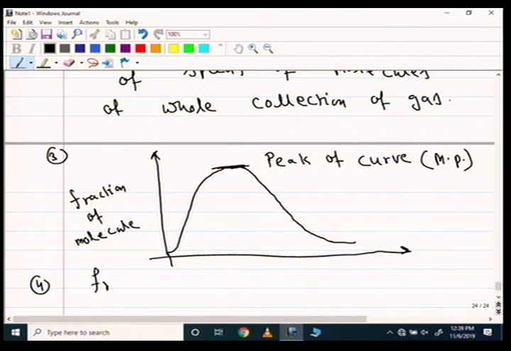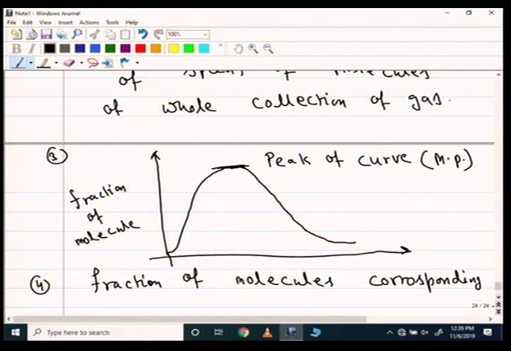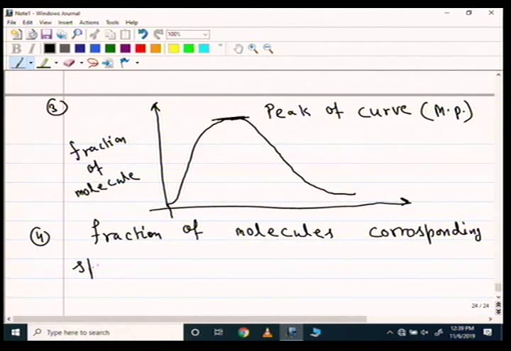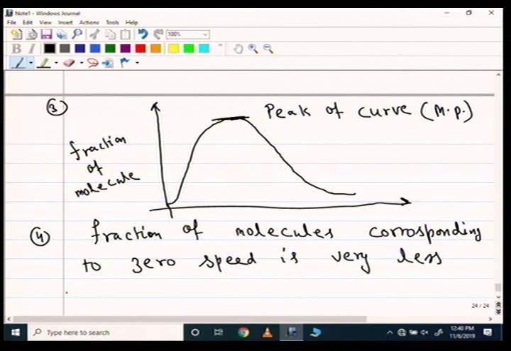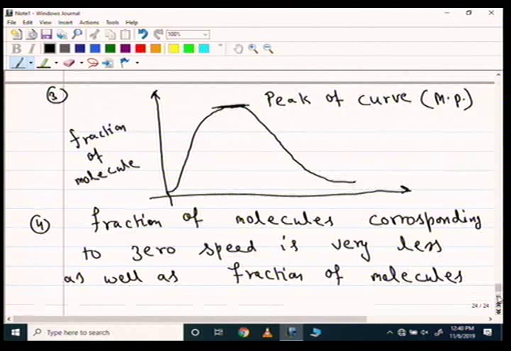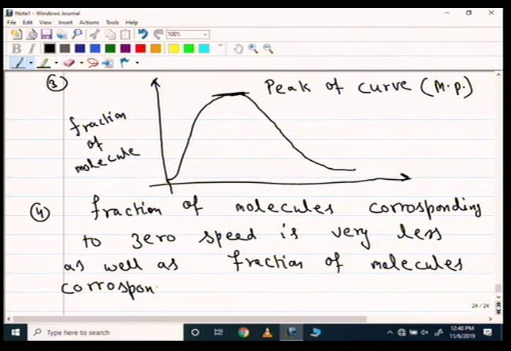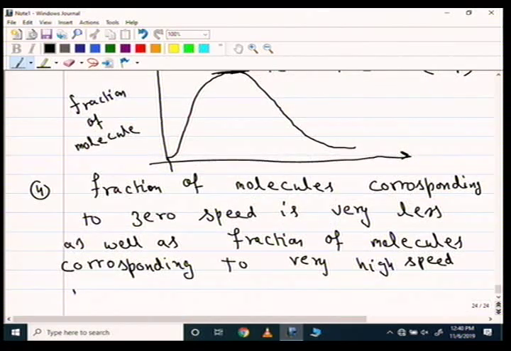Number 4. Fraction of molecules corresponding to zero speed is very less, as well as fraction of molecules corresponding to very high speed is also very less.